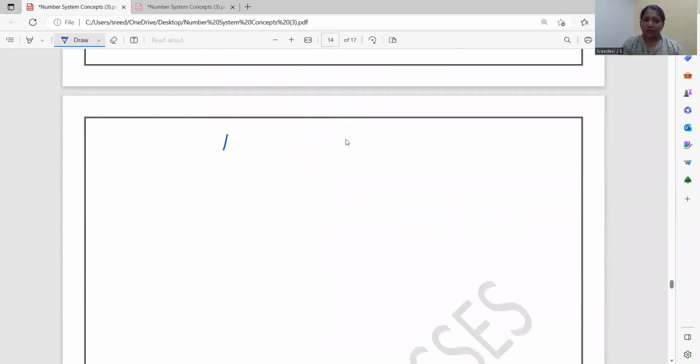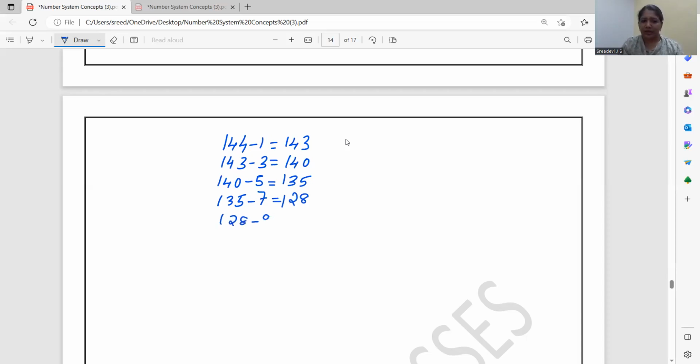So let us see 144. We are going to subtract 1. We'll be getting 143, right? 143, we are going to subtract 3. We will be getting 140 as the answer. 140 minus 5, we will be getting 135. 135 minus 7, what will you get? 128. So 128 minus 9, we will be getting 119.